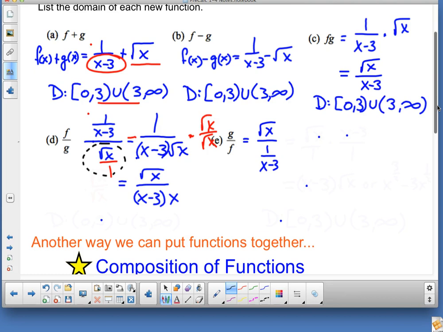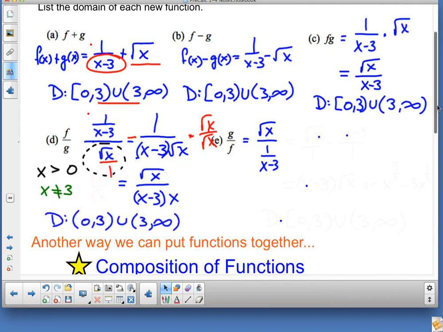So the square root of x has got to be greater than 0. It can't be or equal to, because it's in the denominator, not the numerator. And my other restriction, as I'm looking at this, is at x minus 3: x can't be 3 either. As I'm stepping through this.